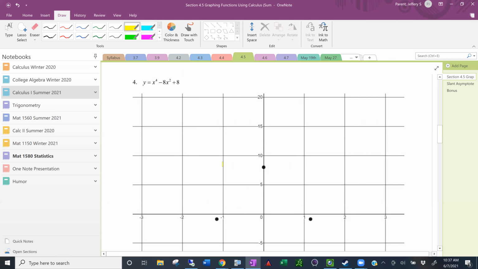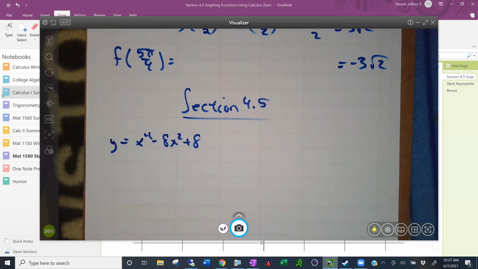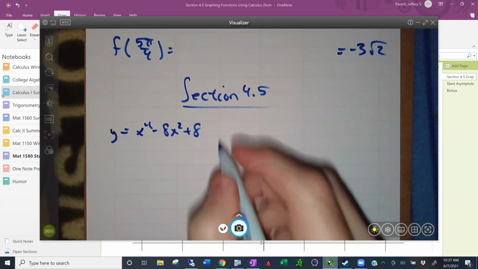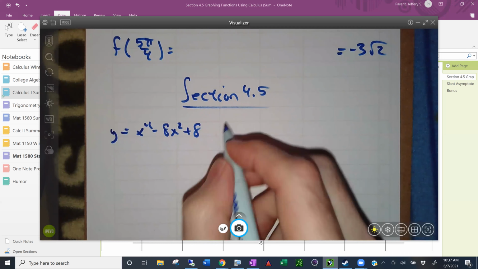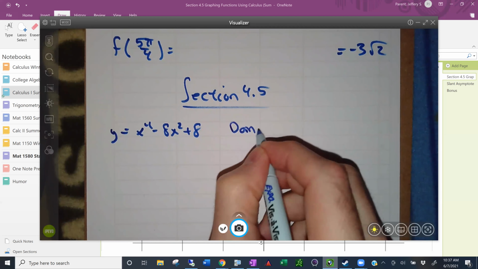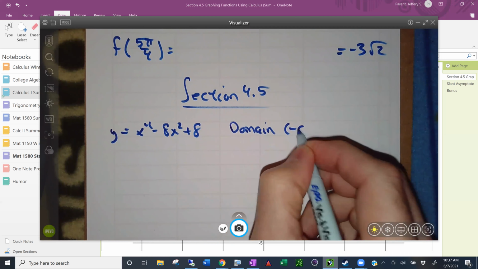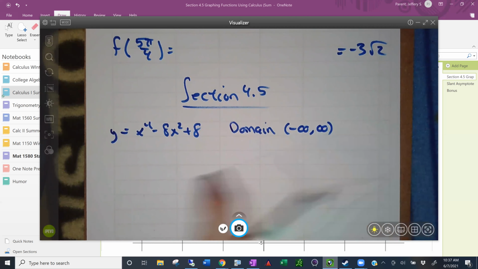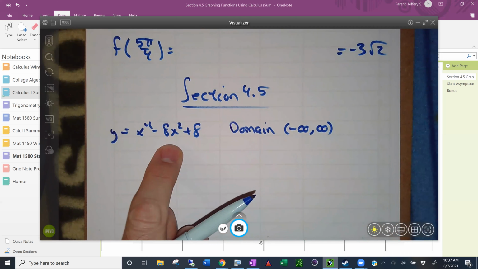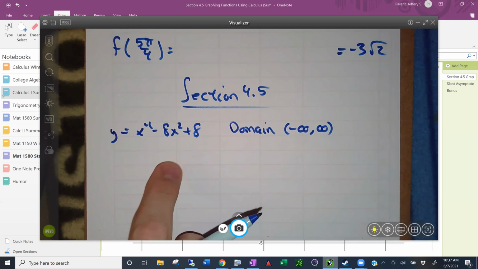So y equals x to the 4th minus 8x squared plus 8. Now, I guess in keeping with what I just said, I'll start by reminding you that this is a polynomial. Its domain is everything, negative infinity to infinity. There's no point at which this is going to be undefined. So they're wonderful functions to work with. And you'll see more of that as we continue in this course.